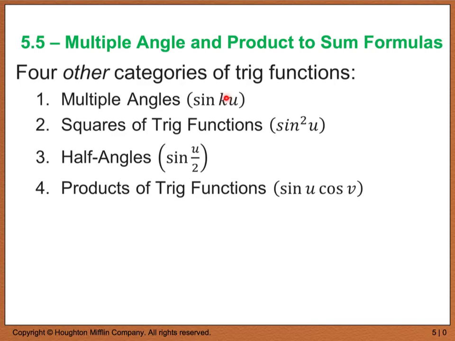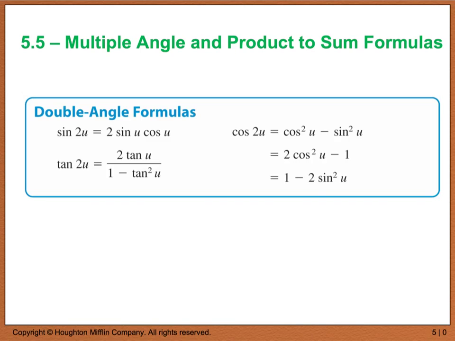We're going to look at squares of trig functions, something like sine squared of u. We'll look at half angles, and this is where you have the sine of u divided by 2. Or we're going to look at products of trig functions, so sine u times cosine v, etc. And in order to look at those 4 types of trig identities, we're going to start out by looking at what we call the double angle formulas.